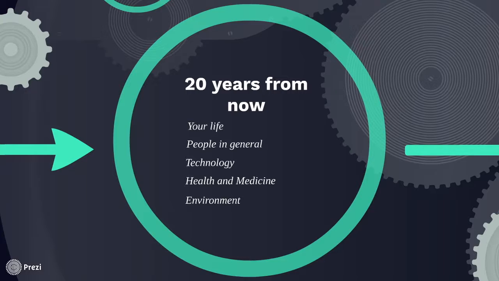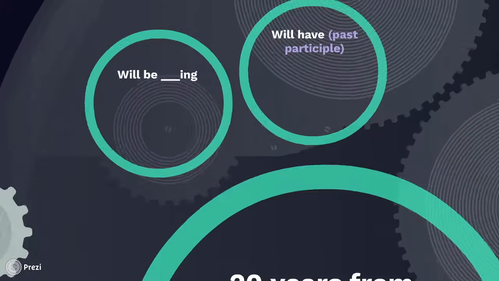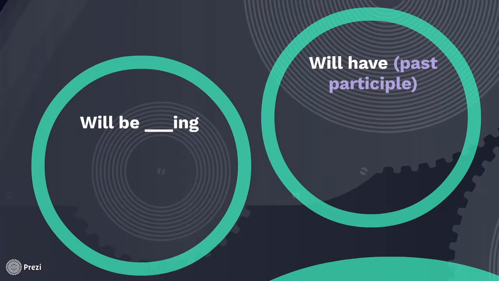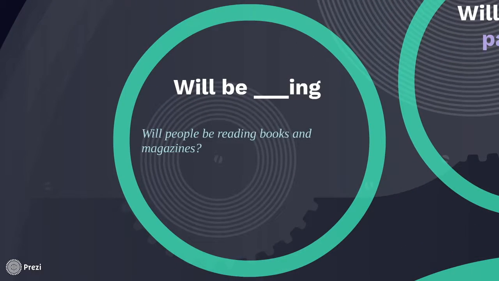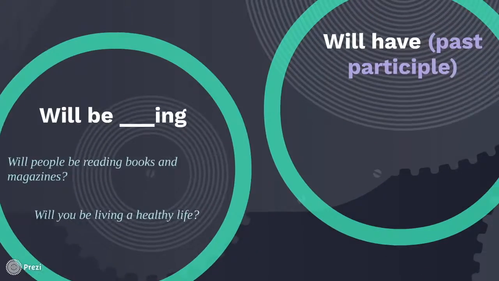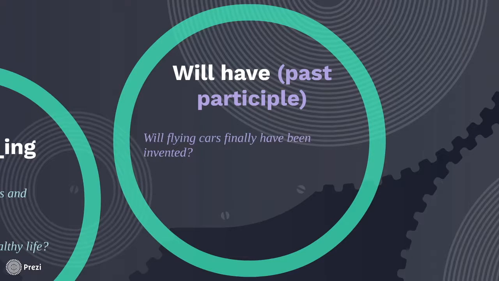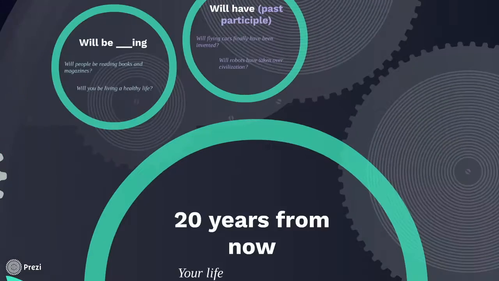So I want you to look at these things and use the continuous and the perfect tense for the future. For example, will people be reading books and magazines 20 years from now? That's a good question. Will you be living a healthy life 20 years from now? Will flying cars finally have been invented? Will robots have taken over civilization? These are all good questions.